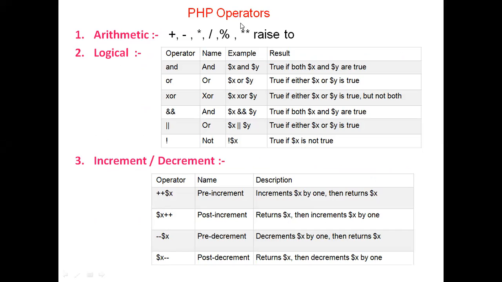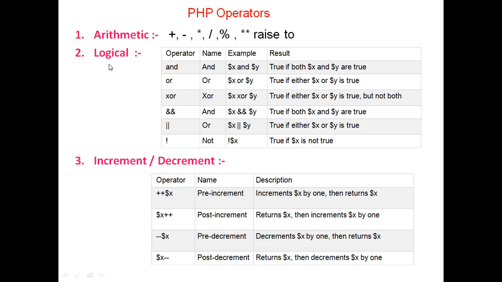Now, likewise, there are so many operators used in PHP. So, the arithmetic operators we already learned in JavaScript also. So, plus, minus, star, that is the addition, subtraction, multiplication. Slash gives the division, that is, it gives the quotient. Percent gives the remainder, and double star is raised to, that is 2 raised to 3, 3 raised to 2, likewise.